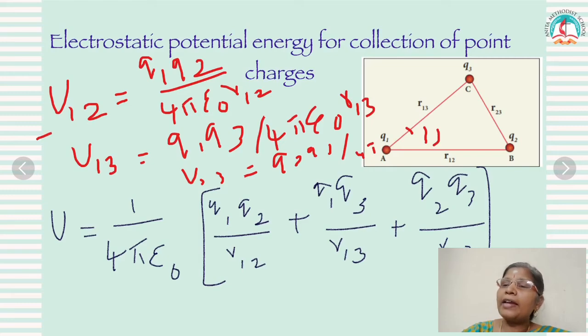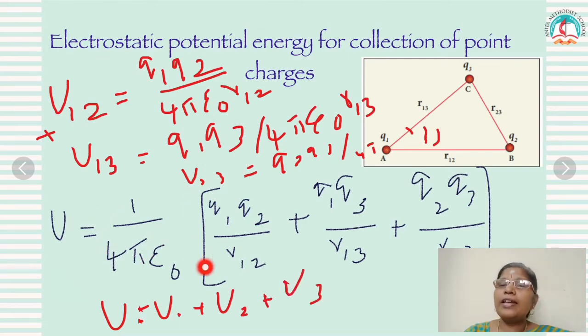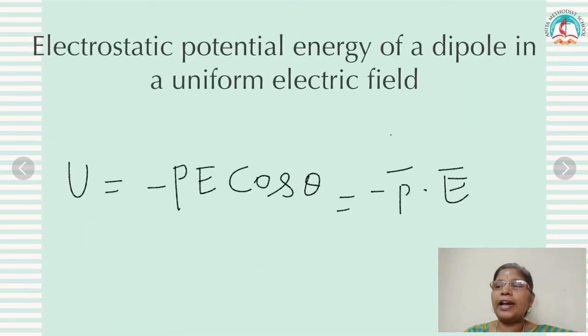So when you add all the values, you get the total potential energy. On all the sides, 1 by 4 pi epsilon 0 is a constant. Inside the bracket, Q1 Q2 divided by R12, Q1 Q3 divided by R13, and it goes on like this. Okay, this is electrostatic potential energy.